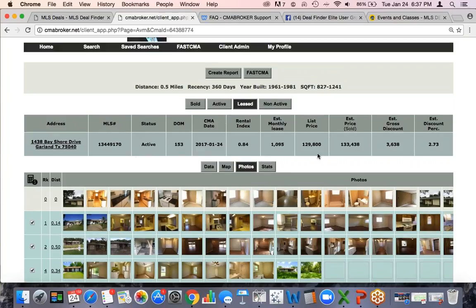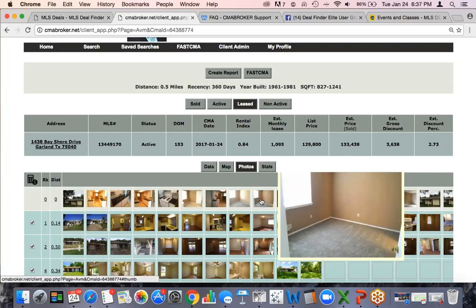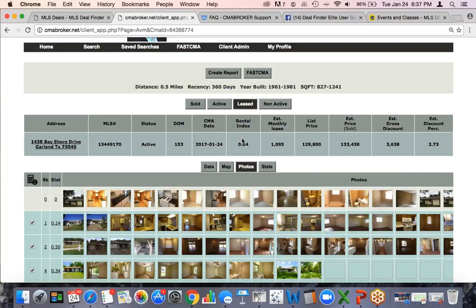So in conclusion, this looks like a pretty good comp to me, and at 0.84 as a rental index, if I'm putting 20% down for the property, and I don't need to fix up this property much, this might be a good buy and hold for me if I'm not too ambitious about buying a property that is significantly underpriced. So this property is priced pretty much on market, but it can yield a pretty good cash flow for you.